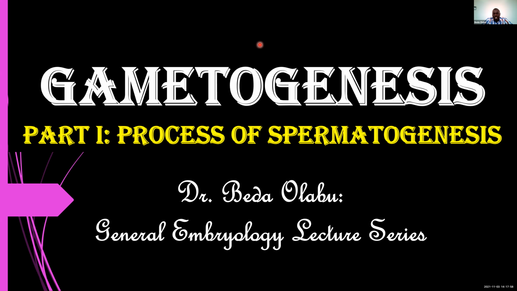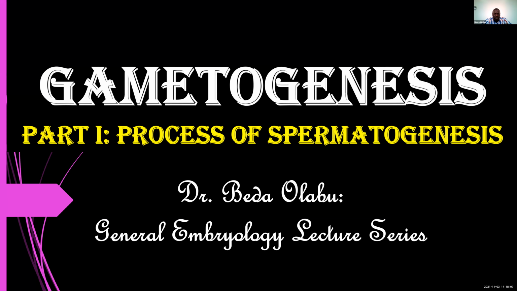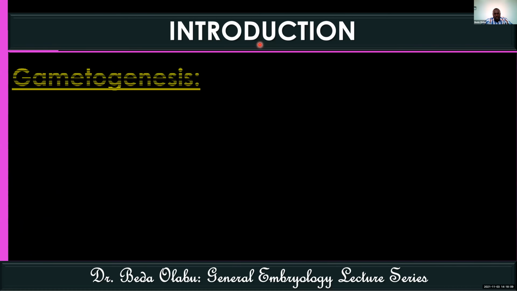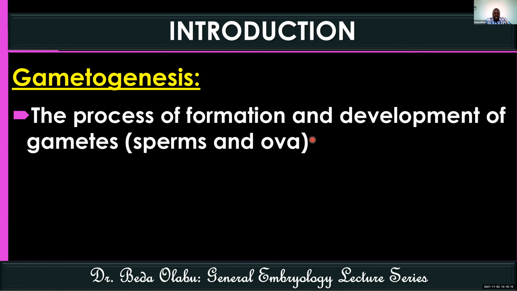But we also need to understand some general principles about gametogenesis. And so I'll also address those ones in this part. So we define gametogenesis as the process of formation and development of the gametes. When you talk of gametes, we are referring to the sperms, those are the male gametes, or the ova, the singular is ovum, or the oocyte, and that is the name given to the female gamete.